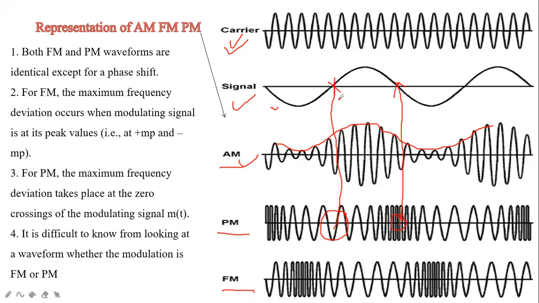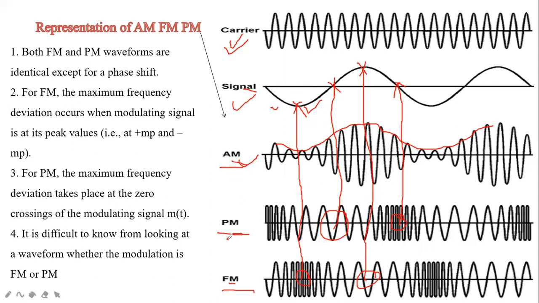For frequency modulated wave, just point out the maximum or minimum of your message signal and track it down. Where you see minimum amplitude of your message signal, you are having maximum frequency. And here, for the maximum of your message signal, you are having the lowest frequency. So this is how you can recognize your FM, PM, and AM.